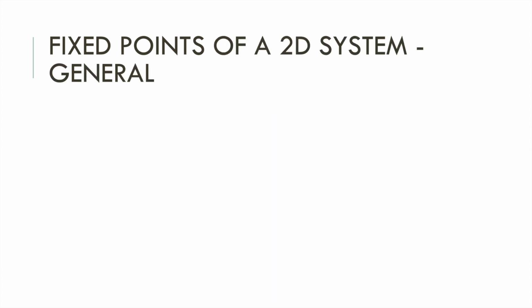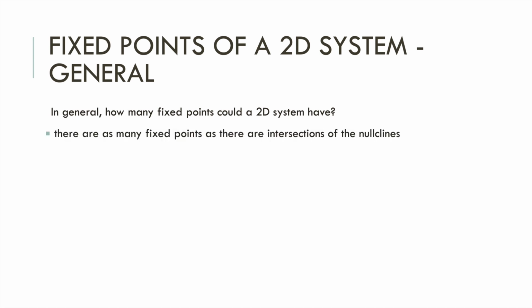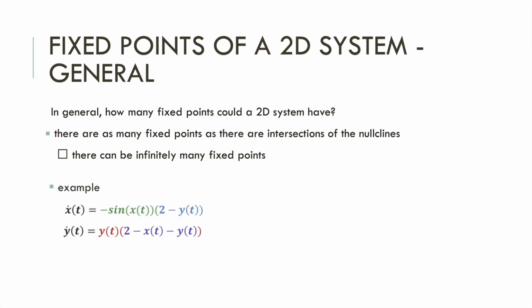Now let us divert our attention to the third and final question, which asked how many fixed points a 2D system could have in general. As we saw in the previous slides, the system had as many fixed points as there were intersections of the nullclines. There can be infinitely many intersections of the nullclines, which automatically means that in general, a system could have infinitely many fixed points. We'll illustrate this in the following example.